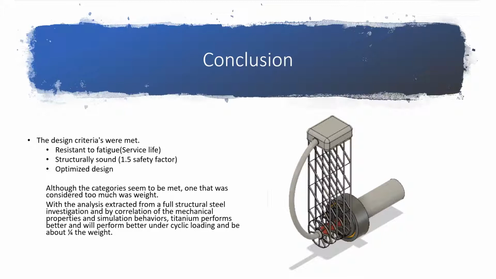Although the categories seem to be met, one of the things that was not taken into too much consideration was weight, due to the limited properties of the materials we had. We can only do a full analysis on structural steel. But with this, we can extract and correlate mechanical properties and simulation behaviors to the other materials. With this, we conclude that titanium should perform better under cyclic loadings and be about one-fourth of the weight.